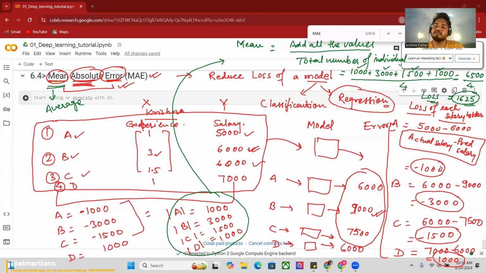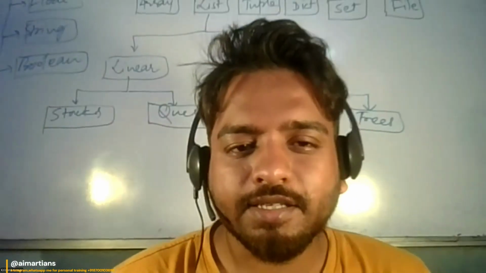This is how we calculate MAE, mean absolute error. We do not square anything here, because in squared error we calculate the same thing but square all the values. Here I'm not squaring, because it asks for the absolute value: mean absolute error. So mean absolute error works on this principle. I hope you understand this concept.